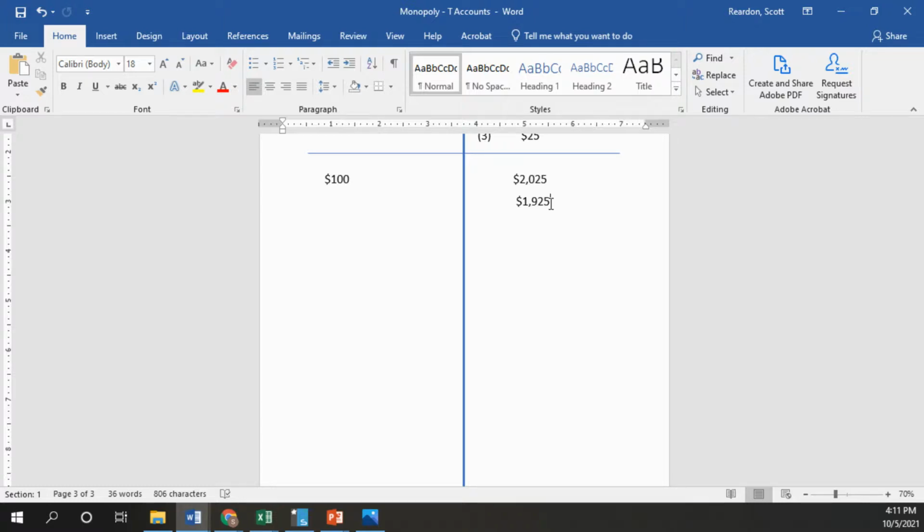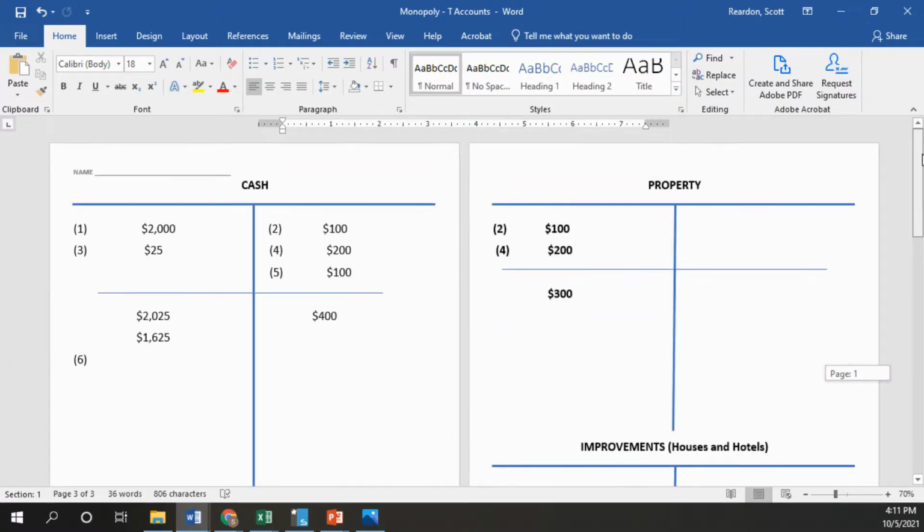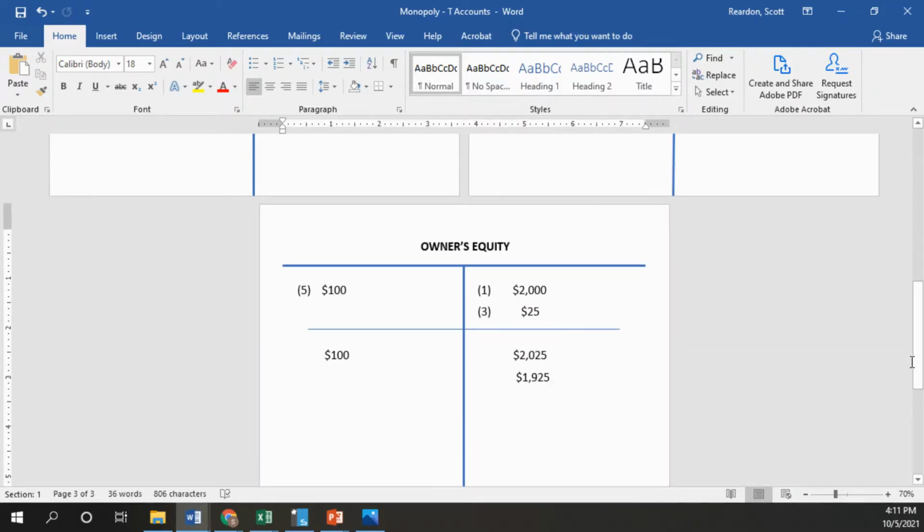So before you move forward as a team, keep playing, make sure that everybody's totals for cash, property, improvements, if applicable, and owner's equity match up. They balance. The left side, the asset side, equals the right side, in this case, the owner's equity side. If not, find out why. Because again, you're going to be getting a group grade on this assignment when you turn it in. All right, so don't just go willy-nilly and, well, I'm just going to do whatever, because that's what I want it to look like.